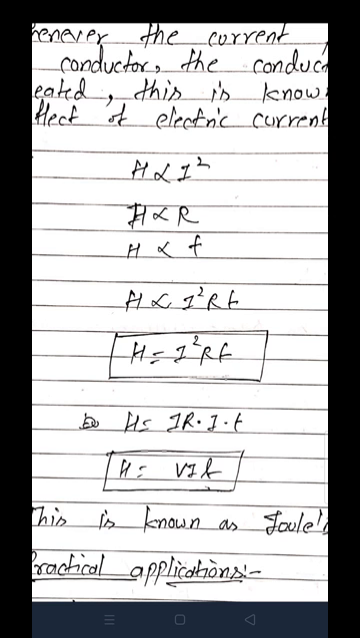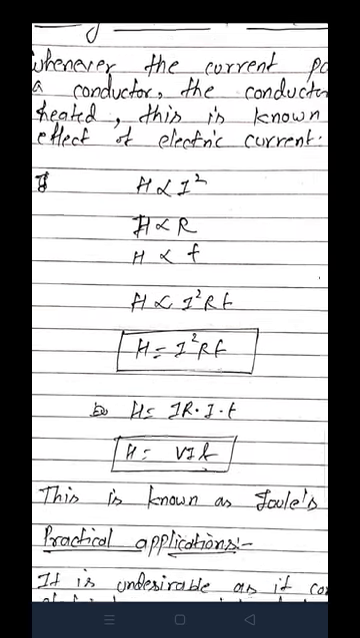In the combined form, what will we write here? H is proportional to I square RT. Suppose the constant here is 1. So it will be H equals I square RT. Okay, this is known as Joule's law of heating.